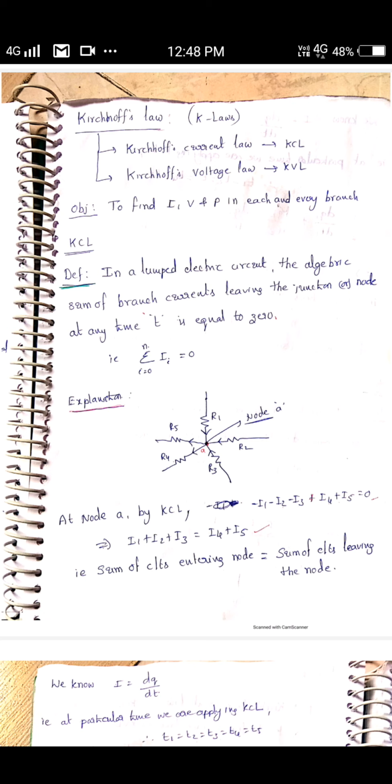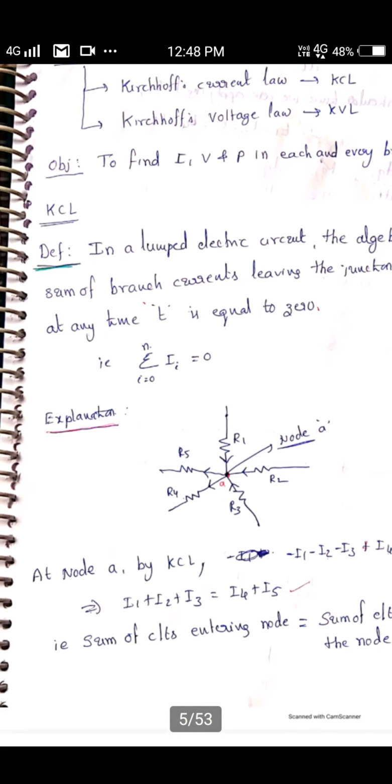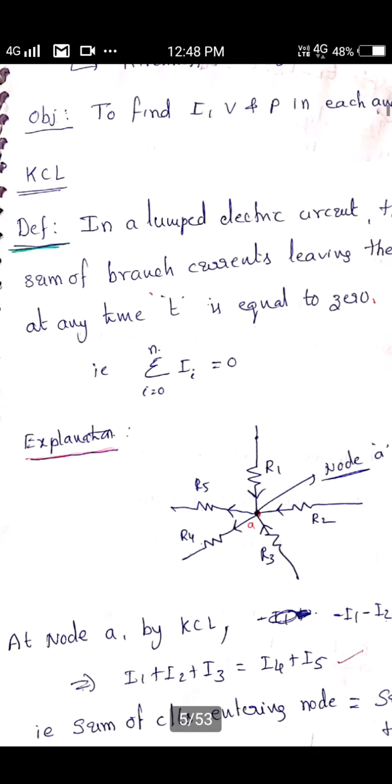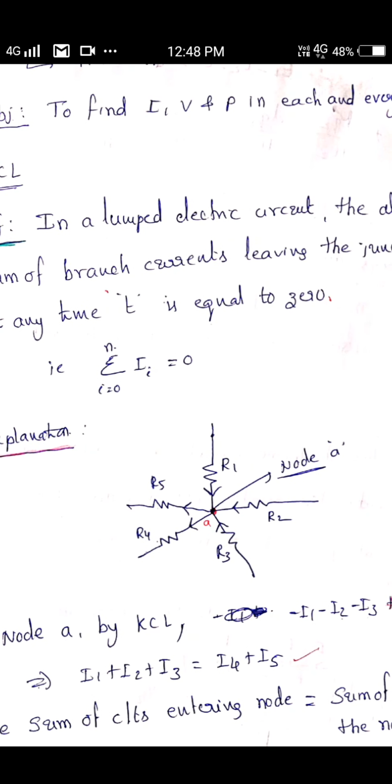Now come to KCL. What I said: the algebraic sum of branch currents leaving the junction is 0. See here, we take one simple network as an example. For this, I am going to give an explanation. It is physically visible. So how many nodes are you able to see? Only one node. How many elements are there at that node? 1, 2, 3, 4, 5 elements are there. That means we can call it a node. So what type of node? It is a principal node.